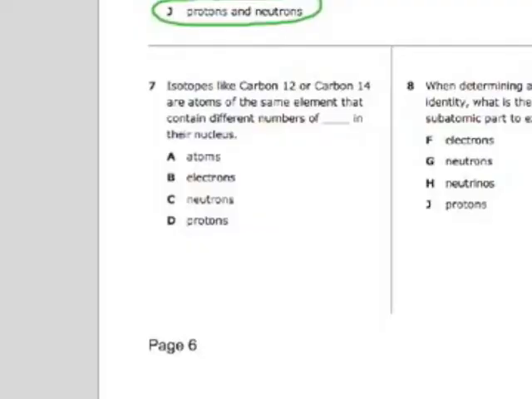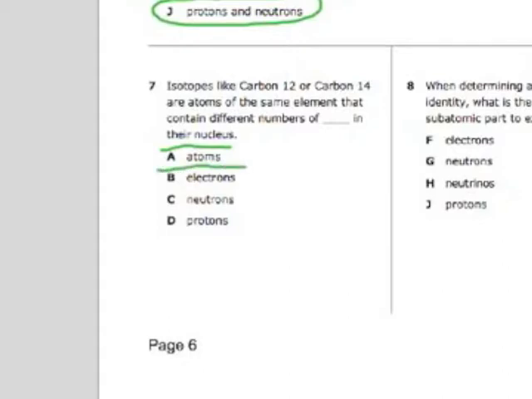It says isotopes like carbon-12 or carbon-14 are the atoms of the same element that contain different numbers of blank in their nucleus. Different numbers of atoms in their nucleus. Is that true? Can we have different numbers of atoms in a nucleus? Does that make sense? Are y'all thinking? There's only one atom. Can we have more than one atom in a nucleus of an atom? Okay, can we have more than one numbers of electrons in their nucleus? Are the electrons in the nucleus? No. Oh, they're on the outside.